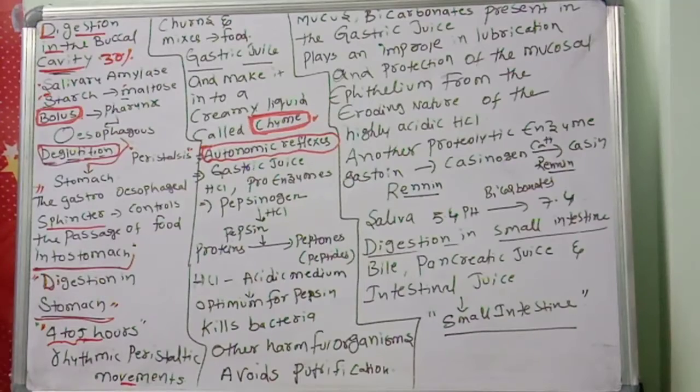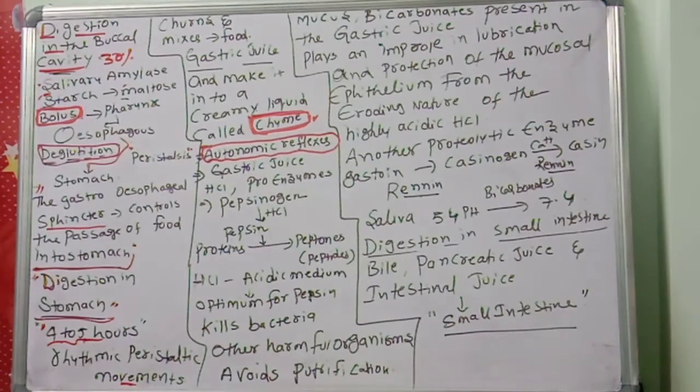The secretion of gastric juice is under the control of reflex reactions. Those reflex reactions are called autonomic reflexes. What do you call those reflexes? Autonomic reflexes. The reflexes which help in the regulation of secretion of gastric juice in the stomach are very important. That's why they are called autonomic reflexes.